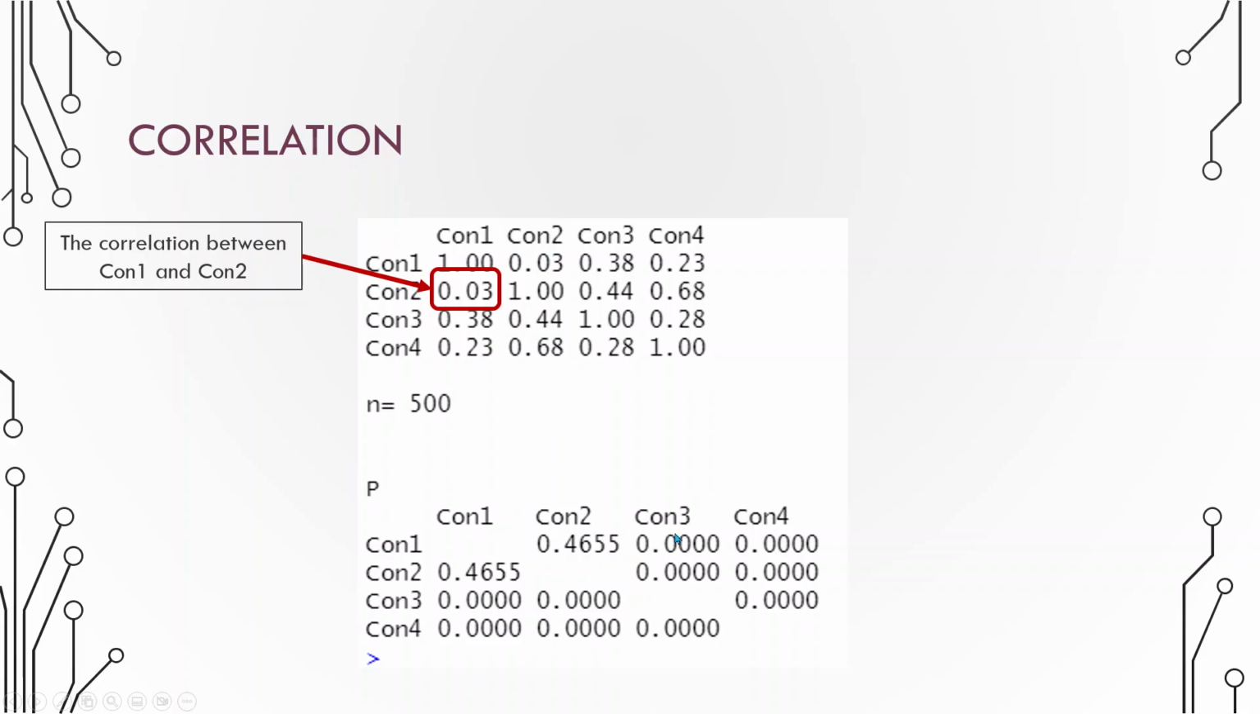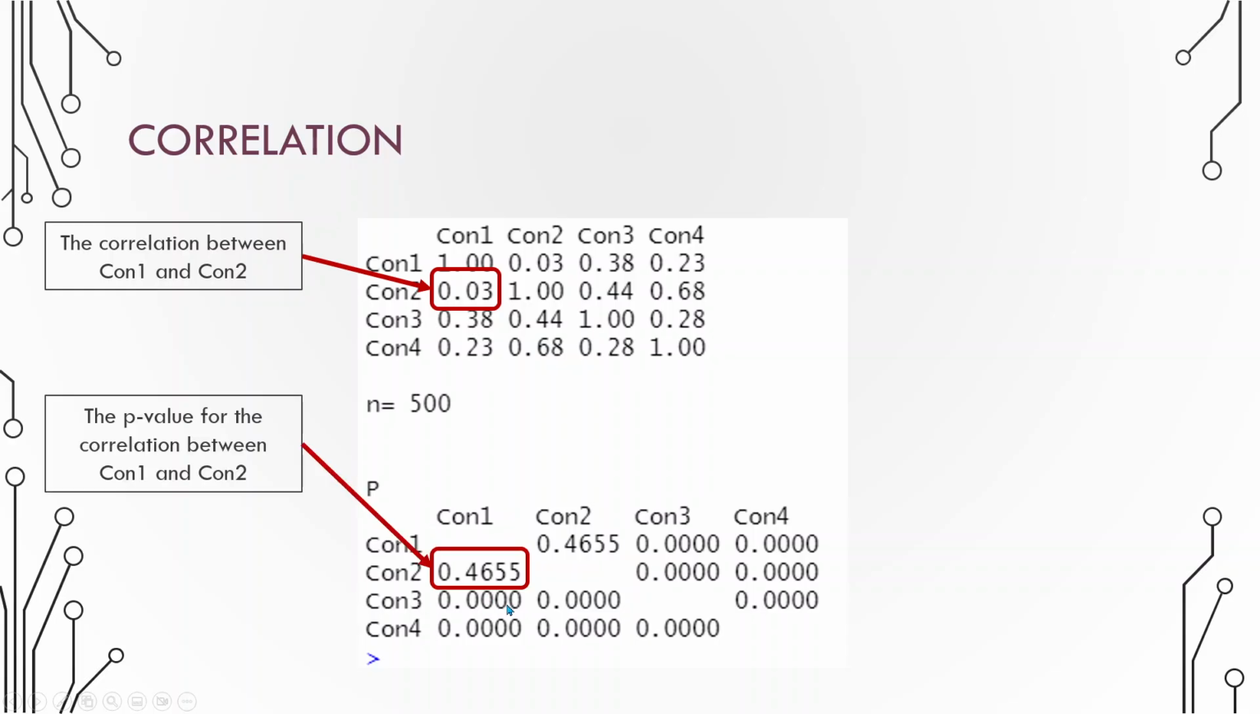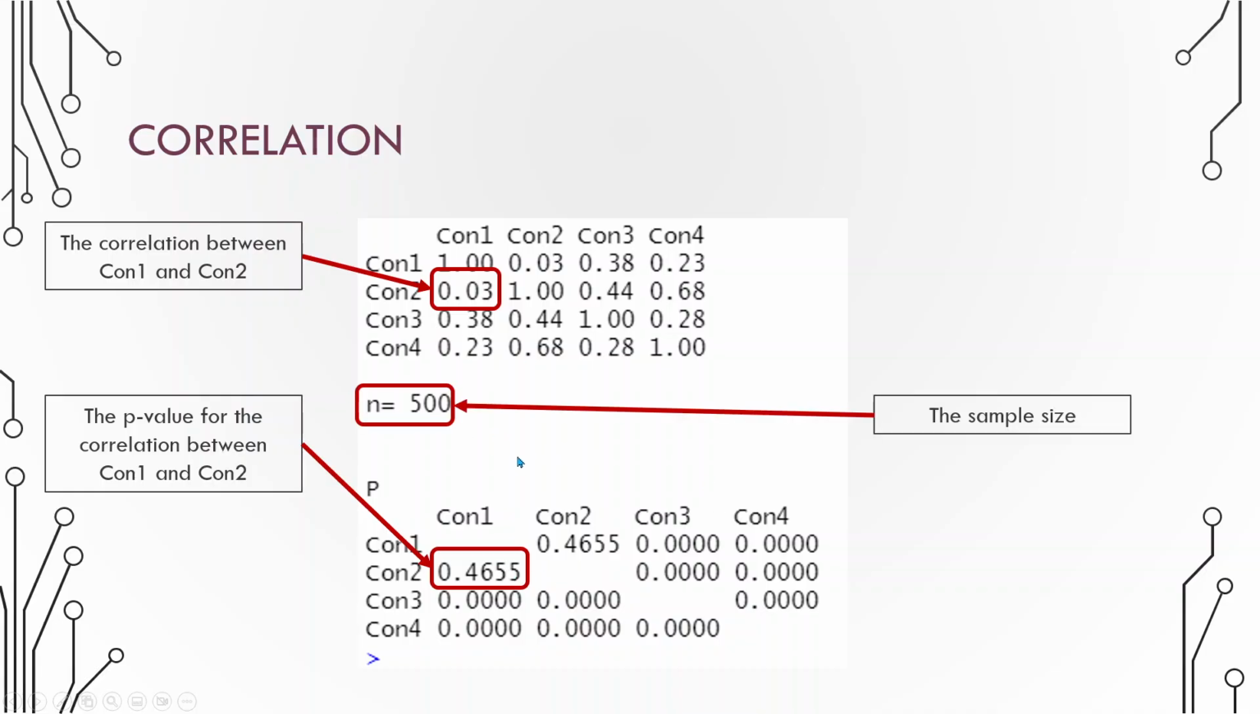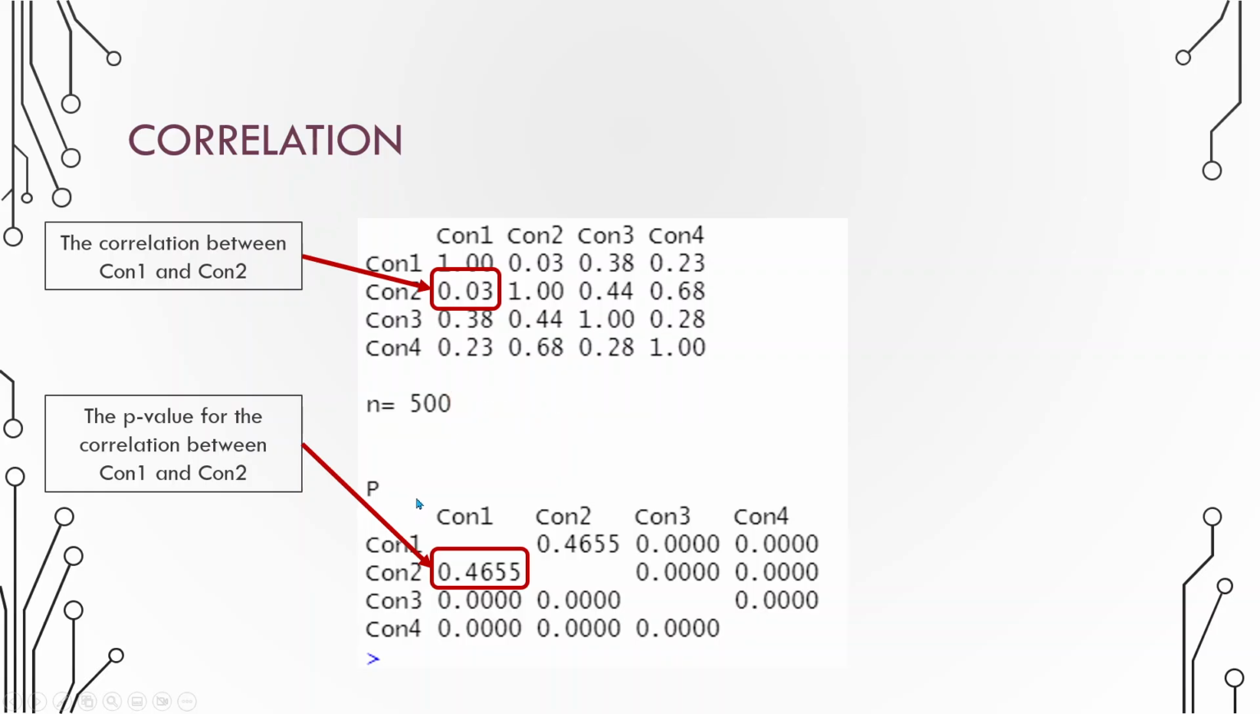And the information down here is giving you the p-values. So this would be the p-value for the correlation between con1 and con2. And we'd say those two things are not correlated with each other. We're going to support the null hypothesis because 0.4655 is our p-value. So we're saying there's about a 47% chance that there's no connection between these two things. Lastly, this information is going to give you your sample size right there.